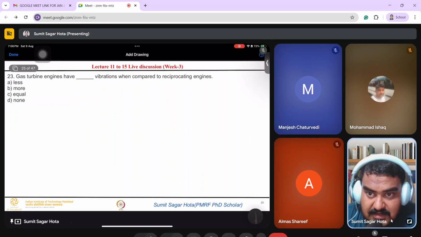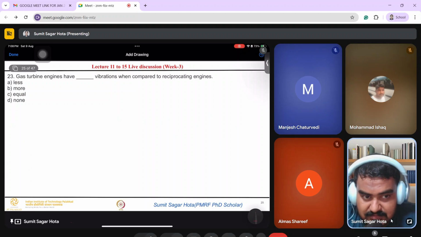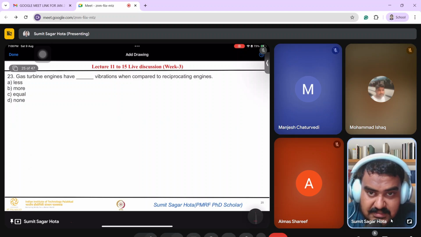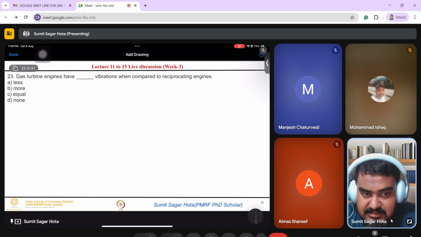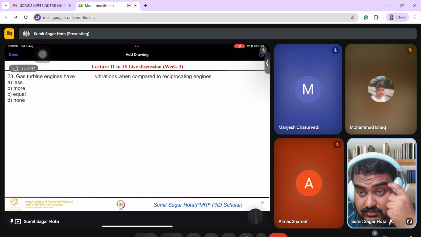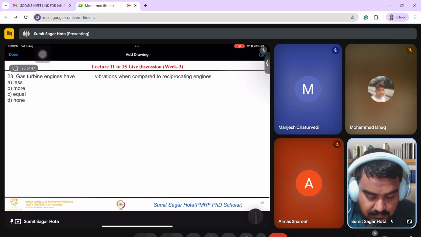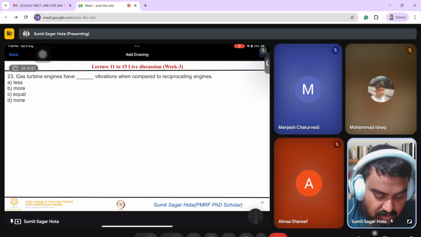Gas turbine engine has dash vibration when compared to reciprocating engine. Reciprocating, the name suggests, has more moving parts, right? So that means there will obviously be more vibration in the reciprocating engine. In gas turbine, there are no reciprocating parts, only rotating parts. Okay, so that's the reason gas turbine does not produce that much noise.